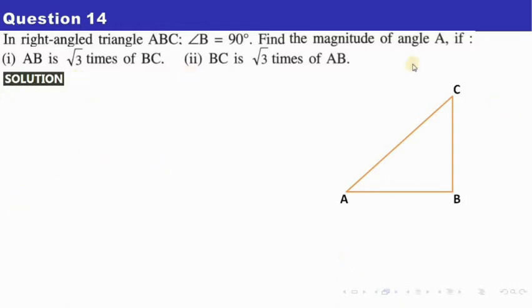Now we need to find the magnitude of angle A. That means we need to find how much is this angle A. Fine. Now what is given to us? AB is root 3 times of BC.